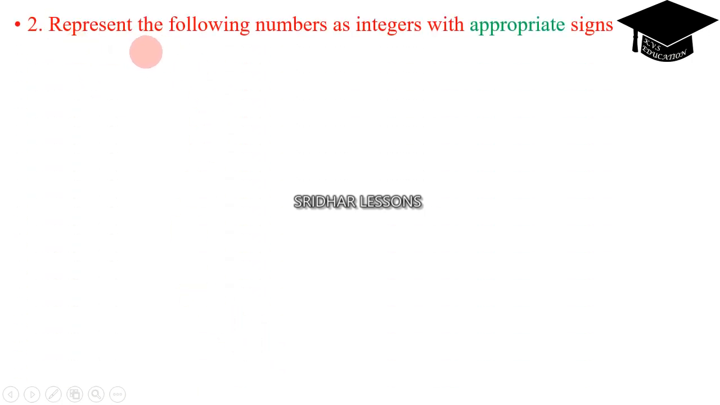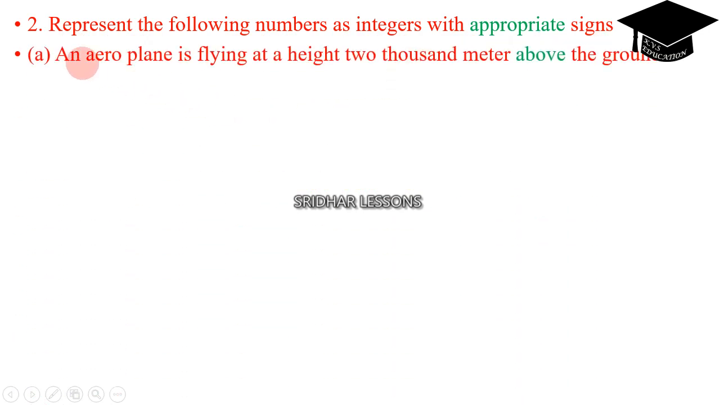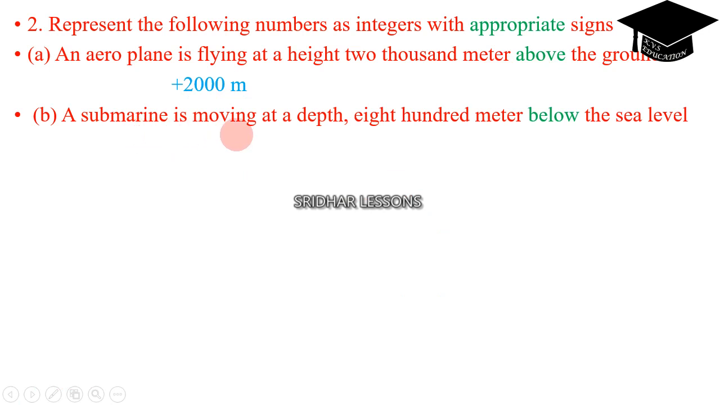Second problem. Represent the following numbers as integers with appropriate signs. An aeroplane is flying at a height 2000 meters above. Whenever it is called as above, it indicates positive sign. So it is plus 2000 meters, since it is above. A submarine is moving at a depth 800 meters below the sea level. So since it is below, it is minus 800 meters.